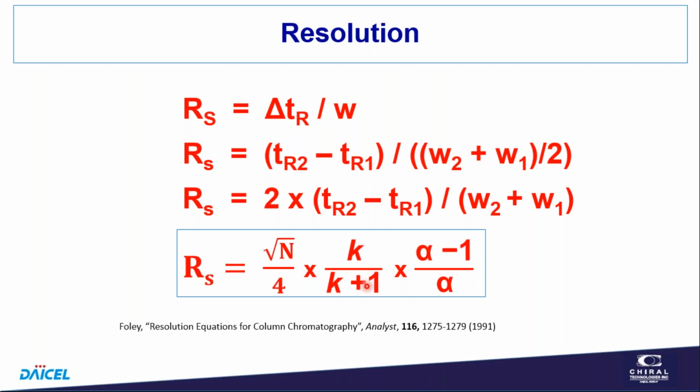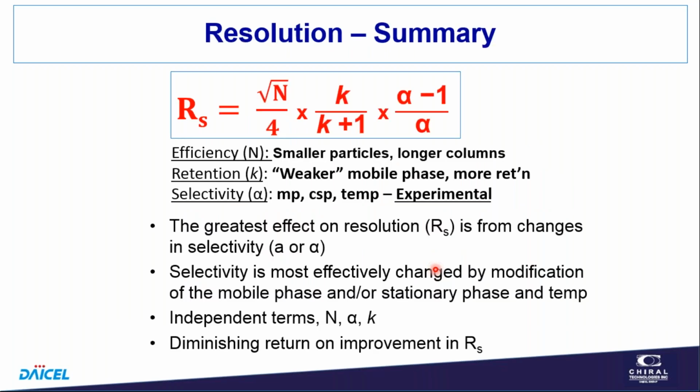A couple of things this equation tells us is these are multiplied together. They're independent terms, so we can affect column efficiency, retention, or selectivity independently and improve resolution. So N, or column efficiency, is just related to the particle diameter. So 1 over the particle size is related to the column efficiency. If you increase column length, you increase column efficiency or number of theoretical plates.